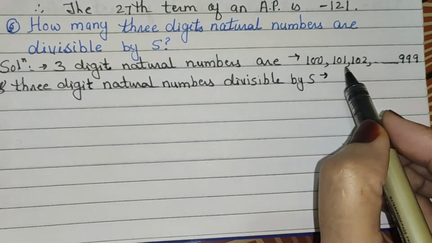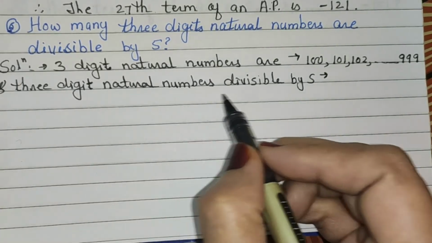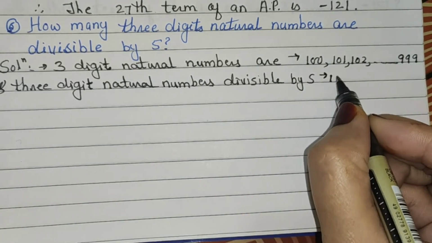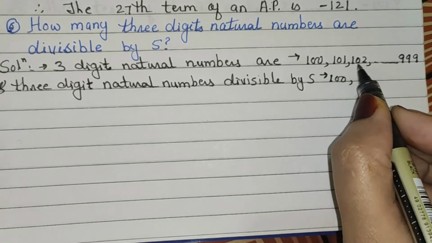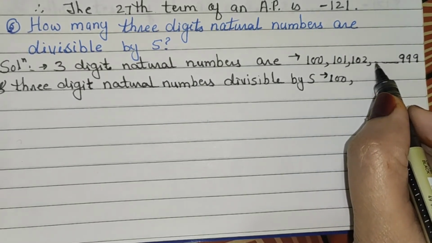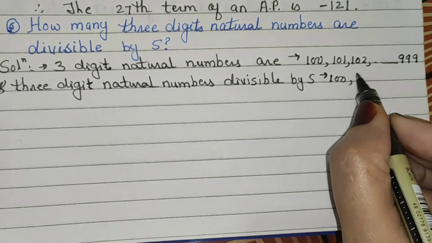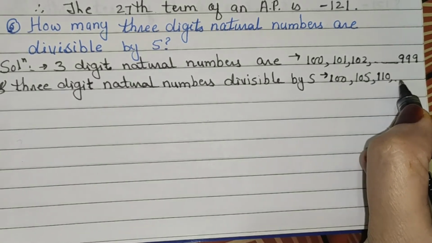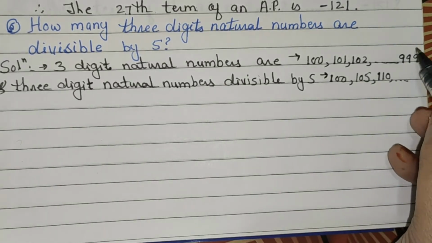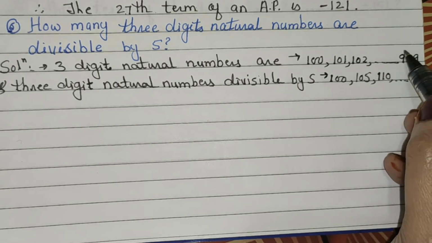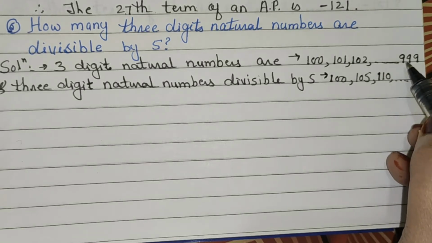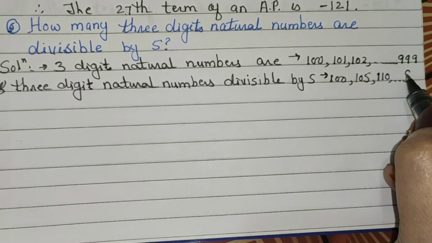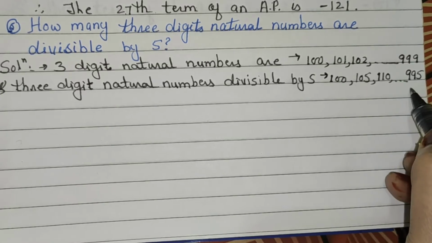Now from the sequence, natural numbers divisible by 5 are now 100. Next is 101, it is not divisible. 103 is also not divisible. 104. Now the next one is 105. Next number is 110. 999, it is not divisible by 5. Now before this, 998, 997, 996, and next one is 995. It is divisible by 5.